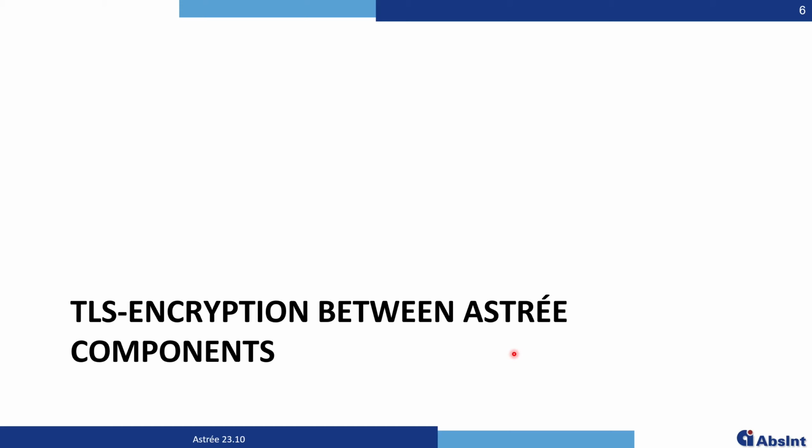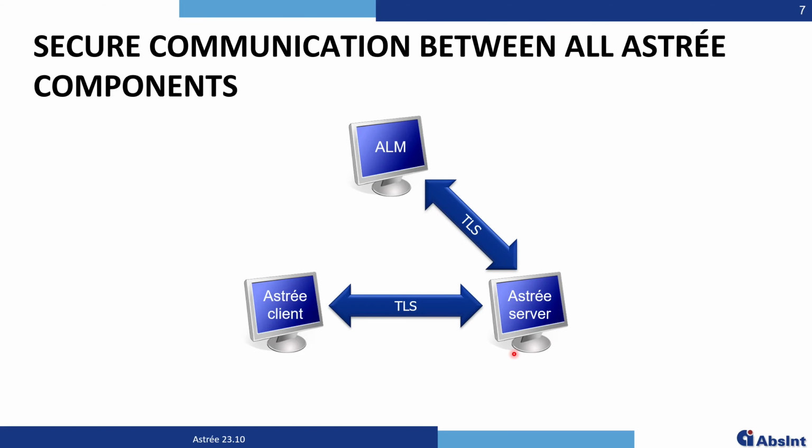As of version 23.10, all Astrée architectural components communicate encrypted. This affects the communication between analysis clients and analysis servers, as well as the communication between analysis servers and the AbsInt license manager ALM.